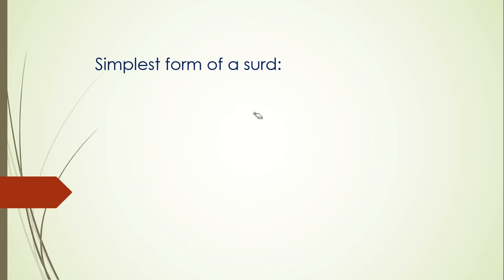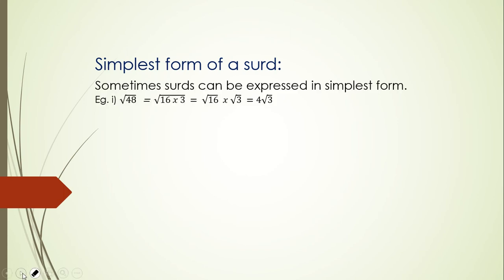Simplest form of a surd. Now, sometimes the surd may not be in a simplest form, right? Sometimes a surd can be expressed in a simplest form. So, how we can convert it into a simplest form is just factorize it in such a way that one of the factors we can take outside the radical sign. Now here this is a square root. So just check if we can factorize this in such a way that one of the numbers is a perfect square.